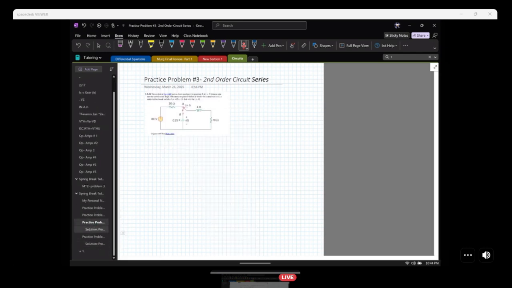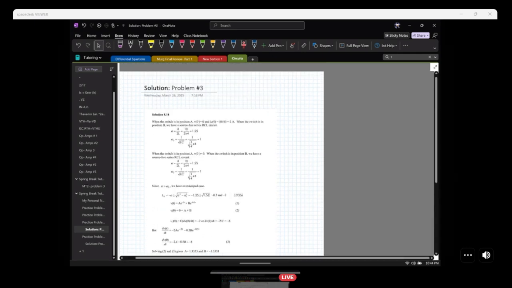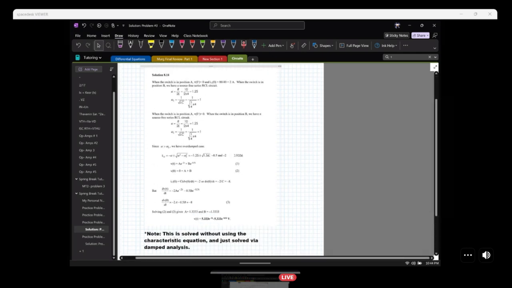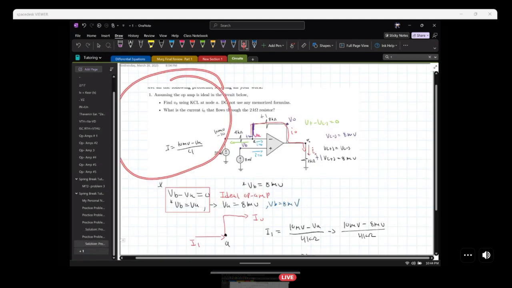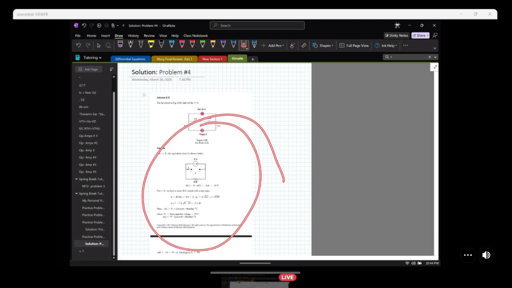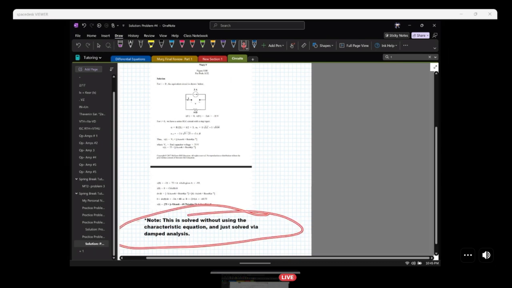So these are practice problems I did in my homework. You're going to see I did this one using the long method, but here's the solution using the shortcut. And this problem I also did using the long method, but here's the solution with the shortcut method.